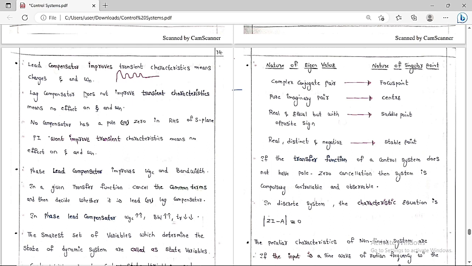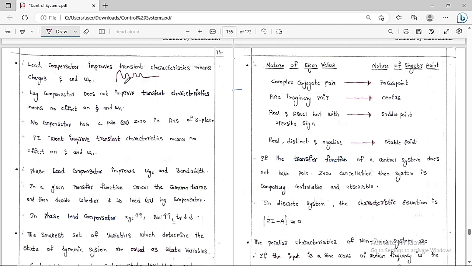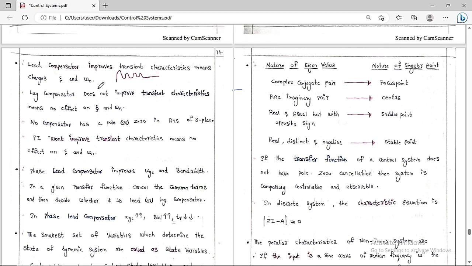So as zeta changes, the nature of this transient response is also going to change. As omega n changes, the nature of the transient response is also going to change. So finally, we can say the lead compensator is going to improve the transient characteristics of the system. Both zeta as well as omega n are going to be affected, because zeta and omega n are the parameters associated with the transient performance analysis. So whenever the transient response changes, zeta as well as omega n both are going to be affected.